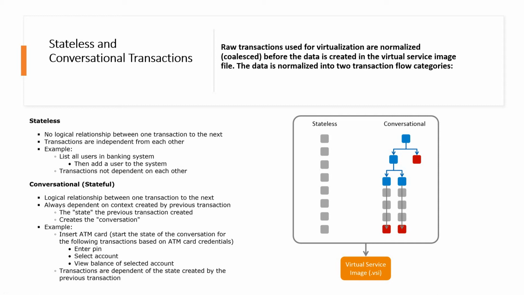And you're going to see another image in a few seconds. It makes sense. But their example here is an ATM. I enter in a PIN. I select an account. I view the balance. Okay, all three of those have to work together. Okay, so that's a conversation.